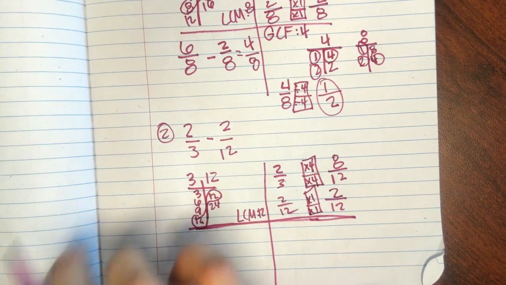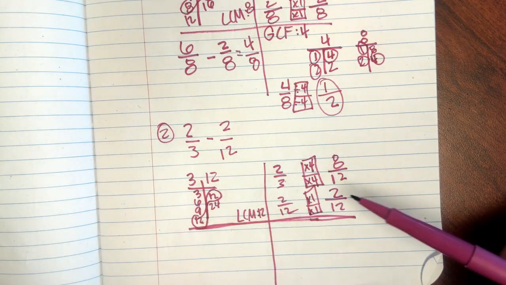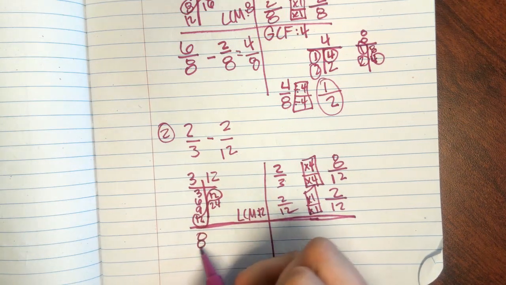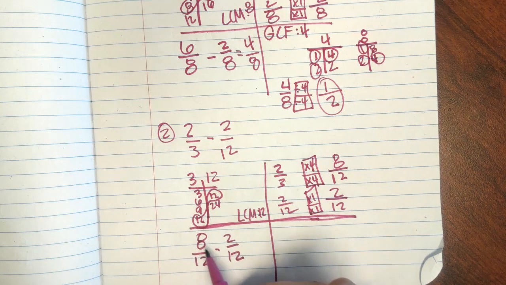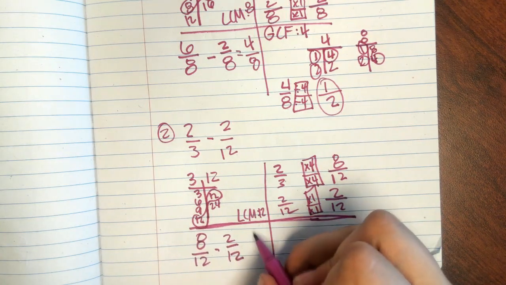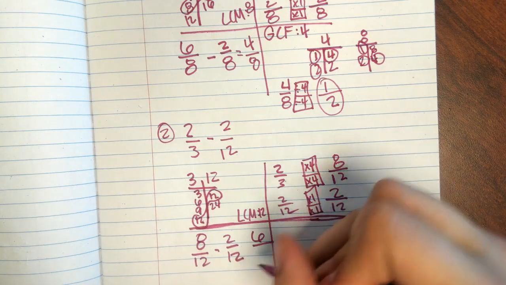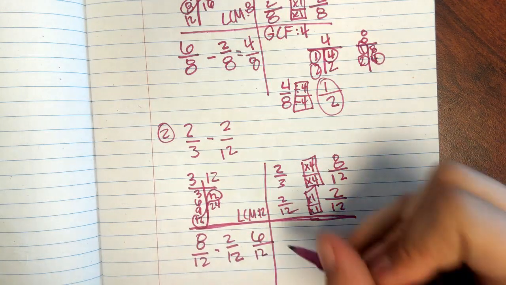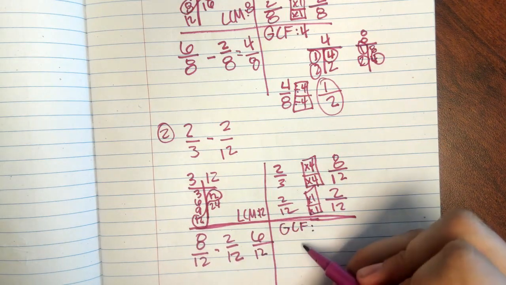Then we're going to go ahead and rewrite. Remember, we always put our first fraction on top and our second fraction on the bottom so that when we rewrite, we don't get confused. 8 minus 2 is 6. And the denominator stays the same. Now we need to find our greatest common factor because this is not an improper fraction.